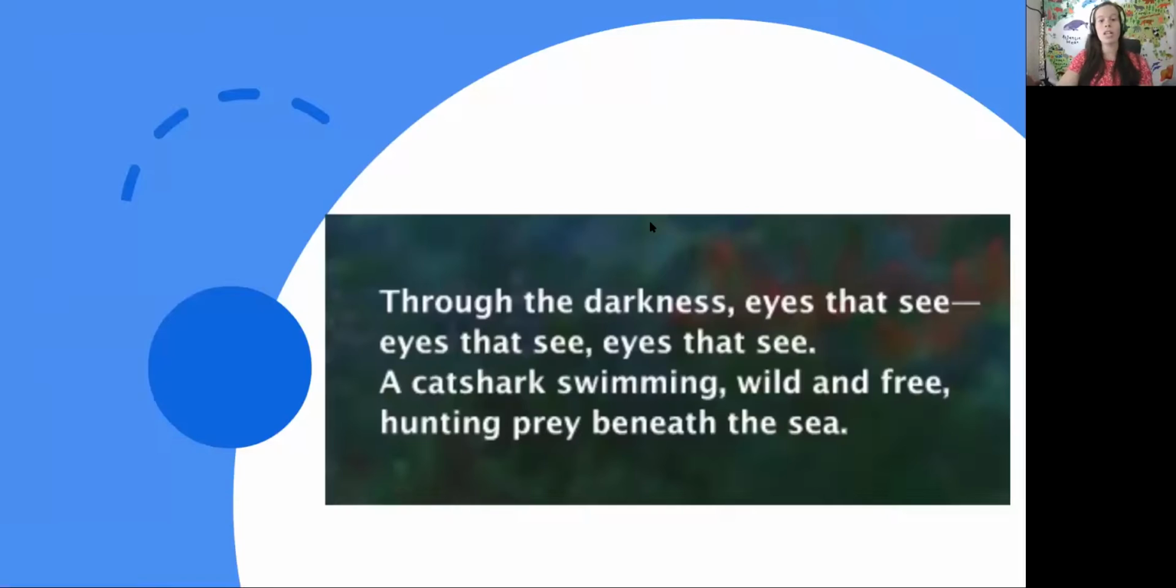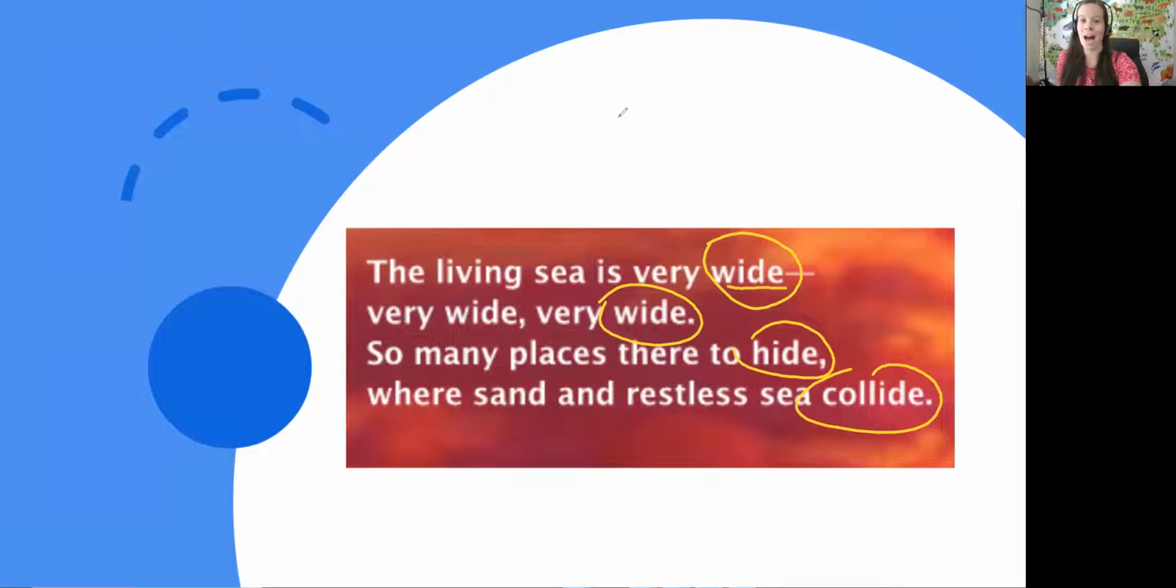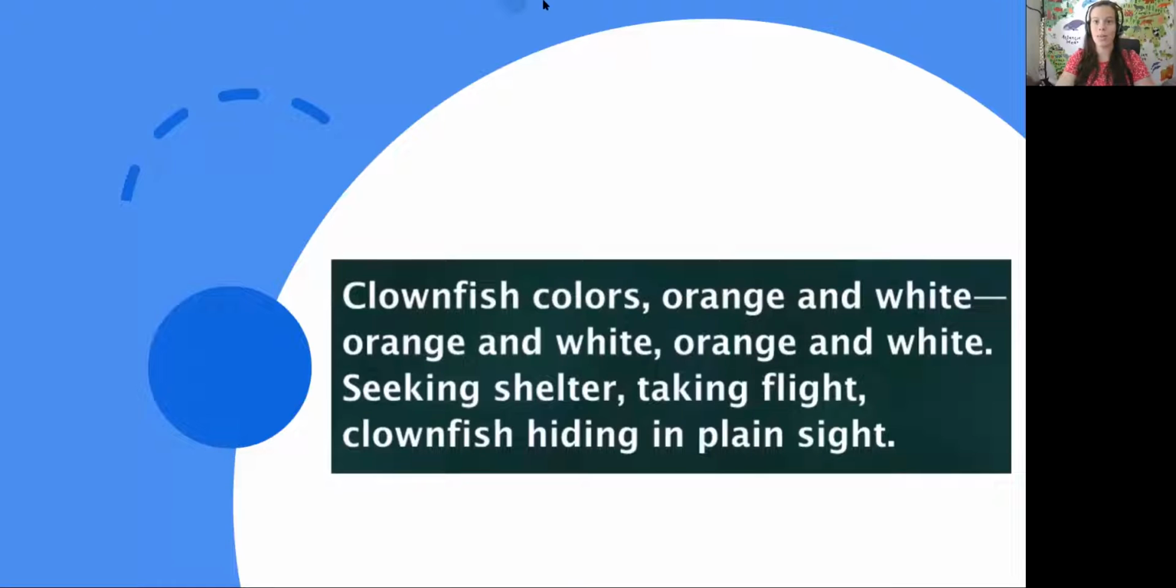All right. Now, I wanted to point out something else. So we have some really good stanzas. It has a little rhythm to it. I noticed something else, something that's very common in poems. Poetry doesn't have to have it, but a lot of poems do. What about these words at the end of each line? Wide, wide, hide, collide. They rhyme. Okay, so this stanza rhymed. What about this stanza? Does it rhyme?